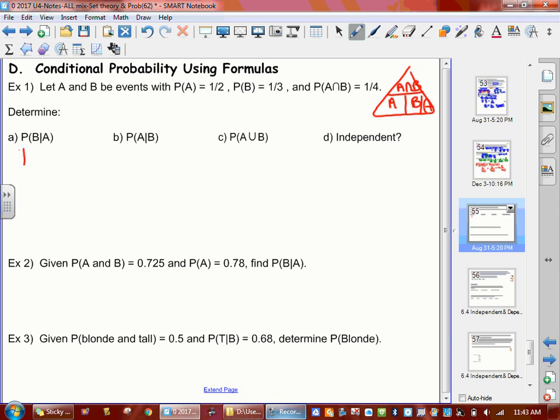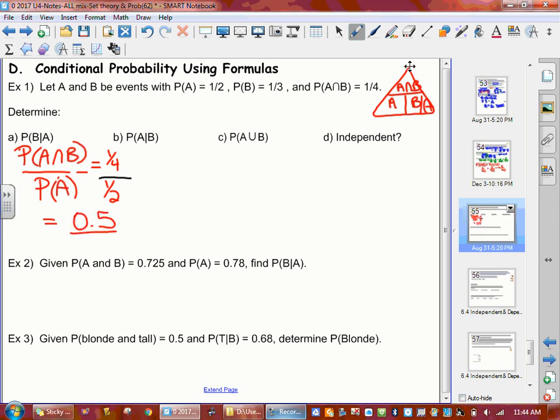So, I'm going to have probability of A and B divided by probability of B. Nope, sorry, A. Probability of A. Okay, well it's telling us the and is 1 over 4. So I'm going to have 1/4 divided by 1/2. And that's going to give us 1/2, 0.5. So B after A occurred is 0.5.